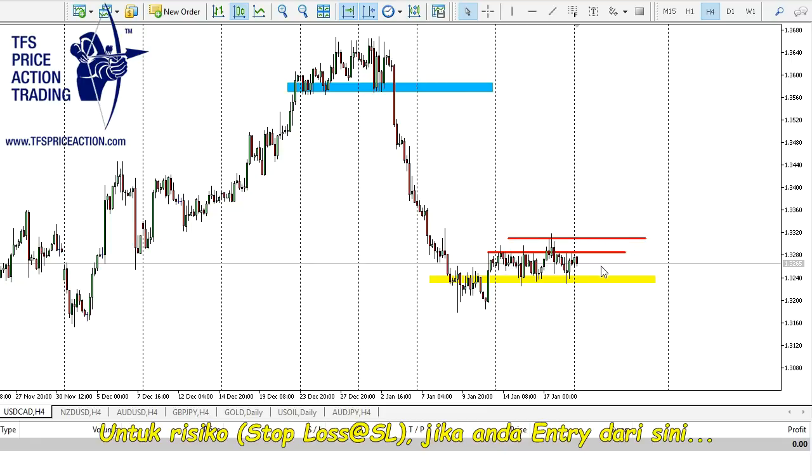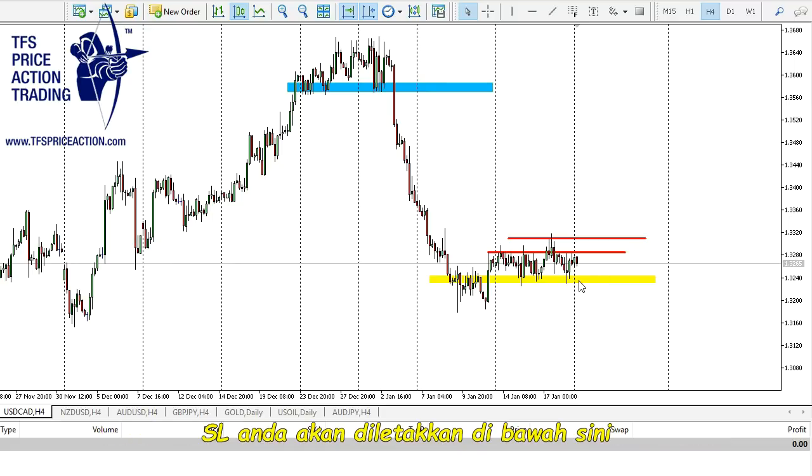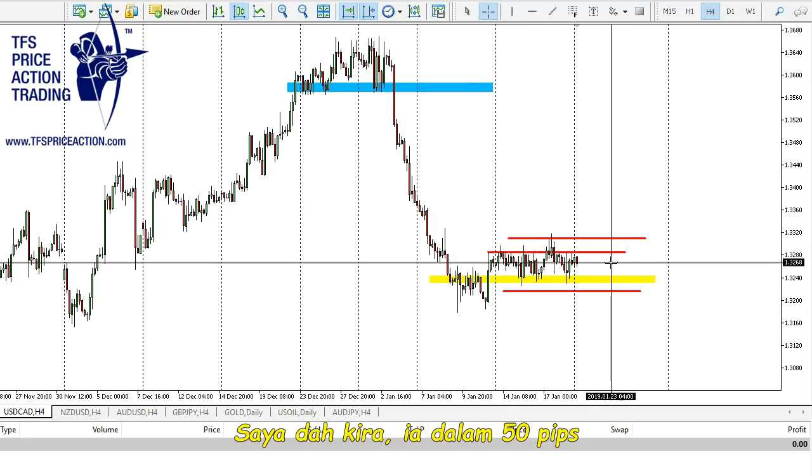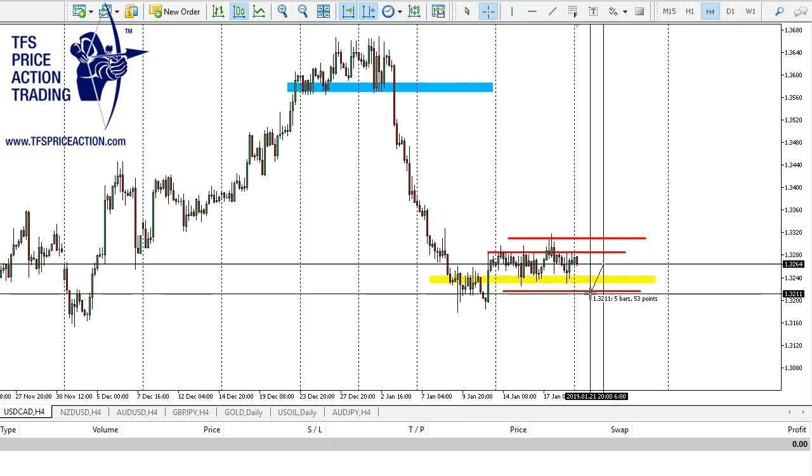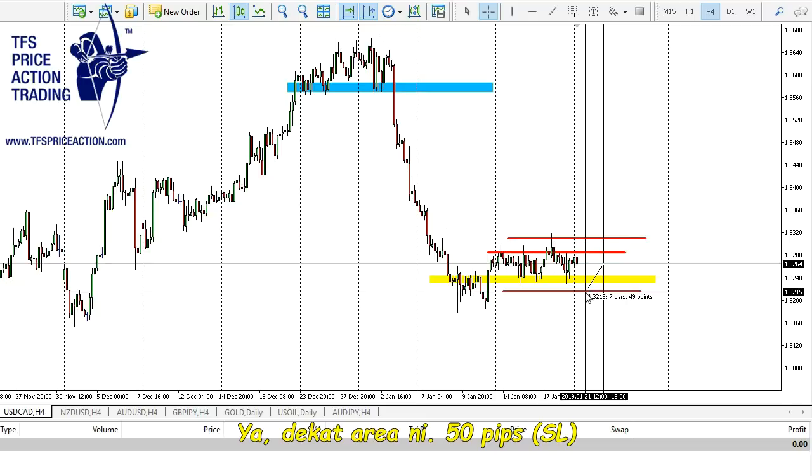As for your risk, if you are entering the trade from here, then your risk will be a bit lower here. I'm just gonna put one line there. So you can put your stop loss around here. I've already calculated it's around 50 pips. Yeah, it's around there, 50 pips.